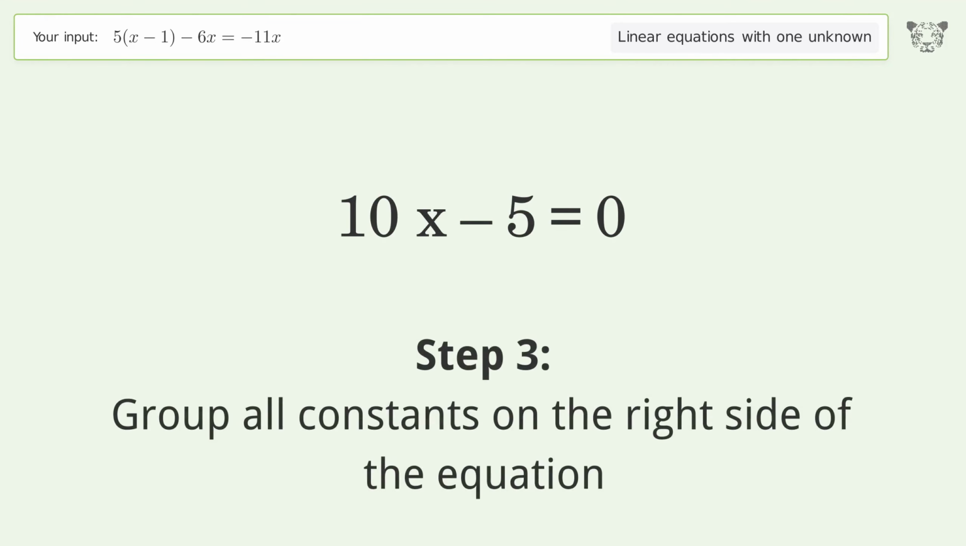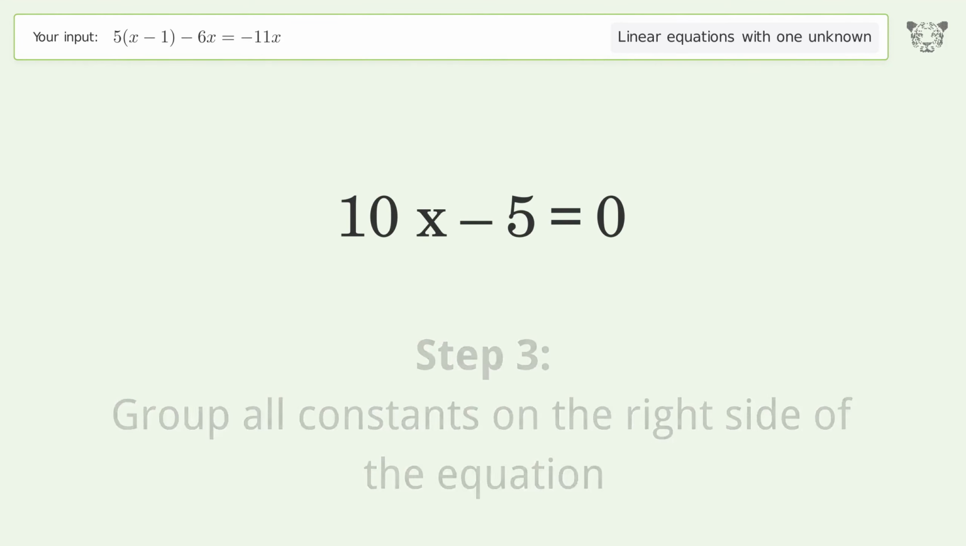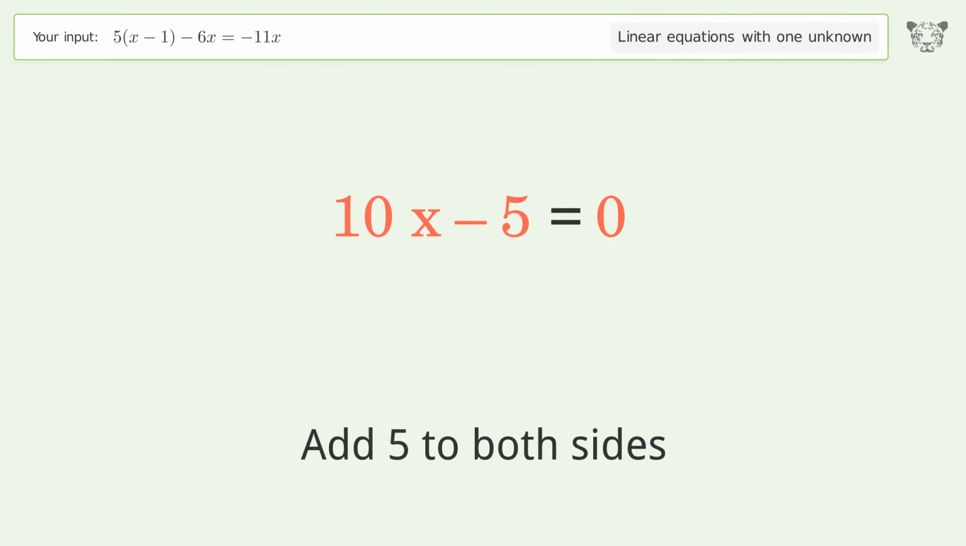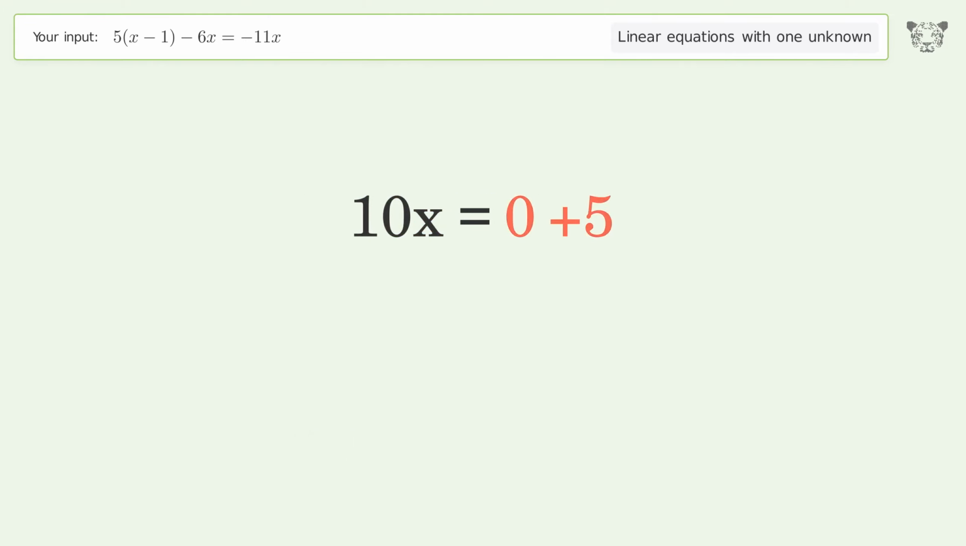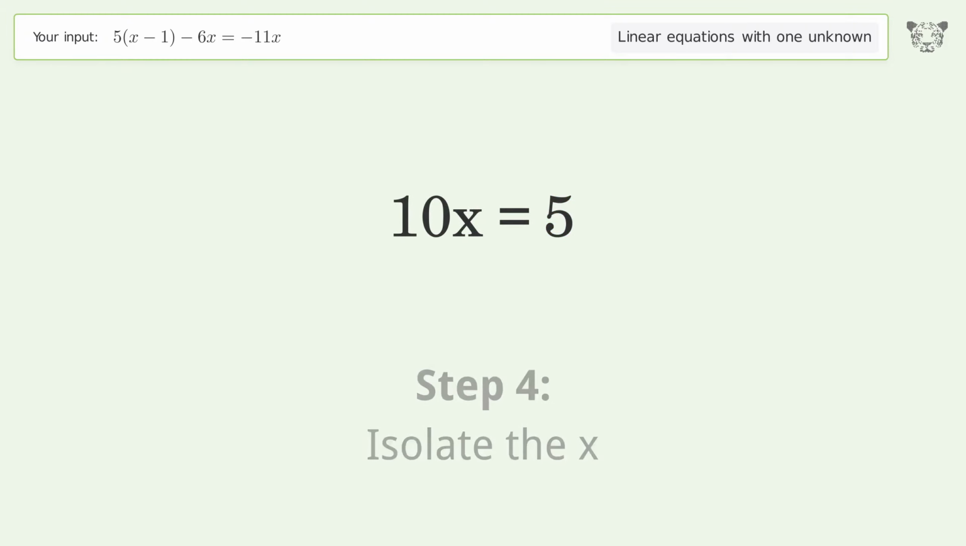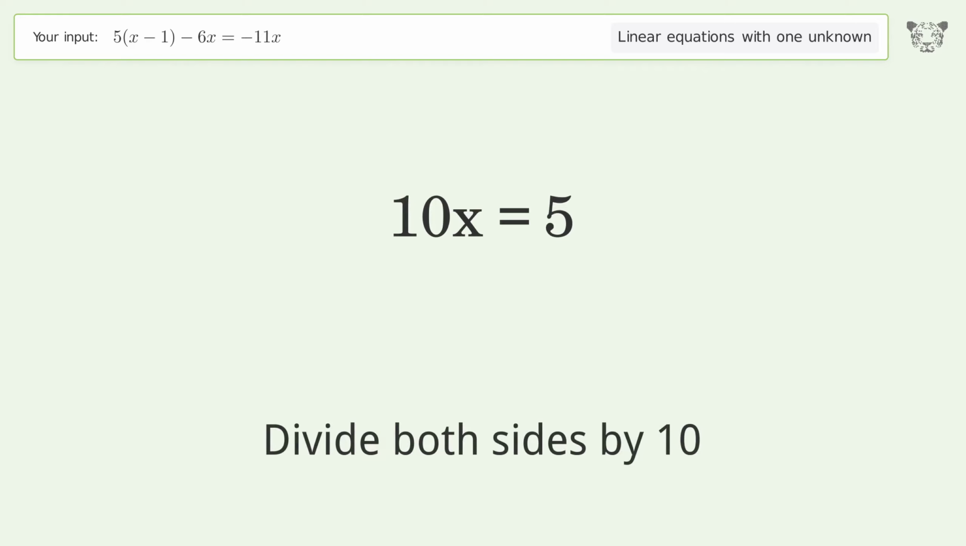Group all constants on the right side of the equation. Add 5 to both sides. Simplify the arithmetic. Isolate the x. Divide both sides by 10.